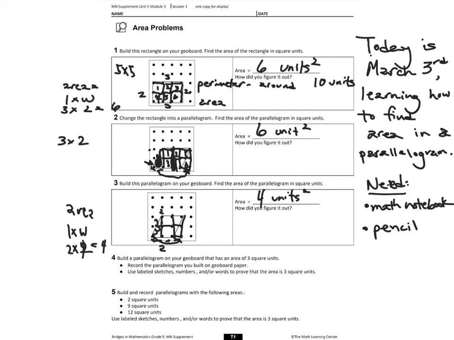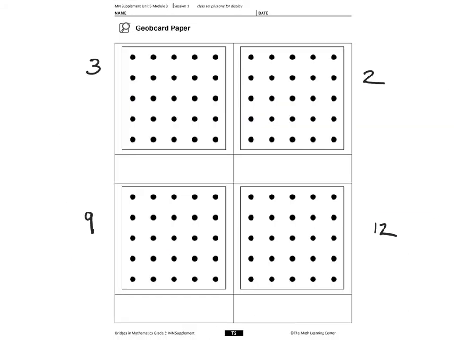Gotta get rid of that, and we've got 1, 2, 3, 4. Yes! Now, down here at the bottom, it wants us to create some more shapes, parallelograms in particular, right? They want to record parallelograms that are 3 square units, 2 square units, 9 square units, and 12. But what you can do is you can draw these little dots in a square.